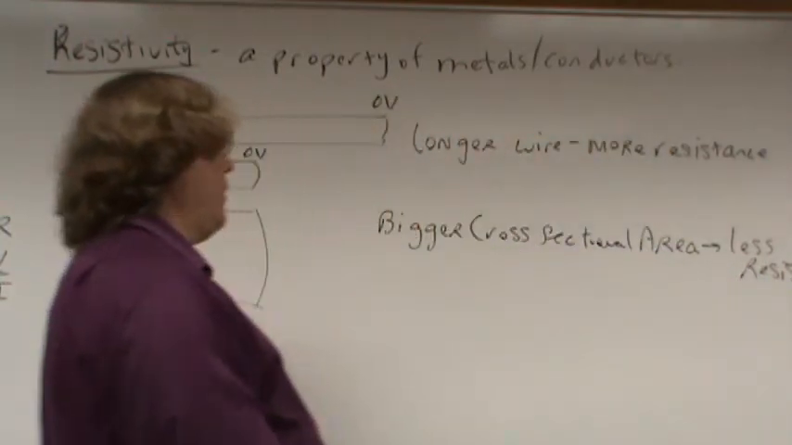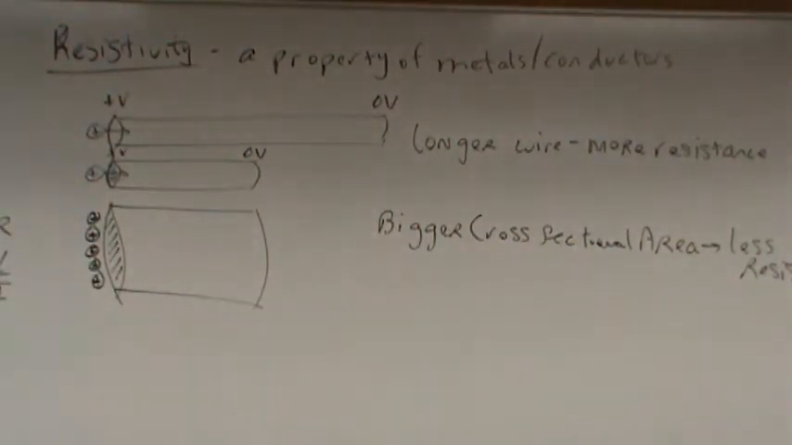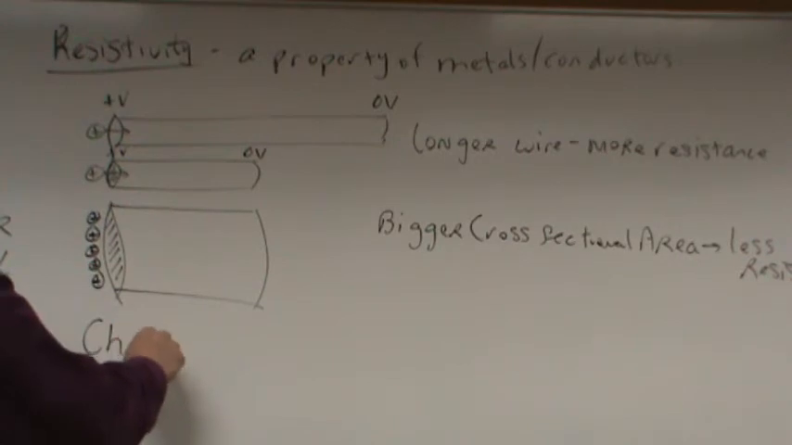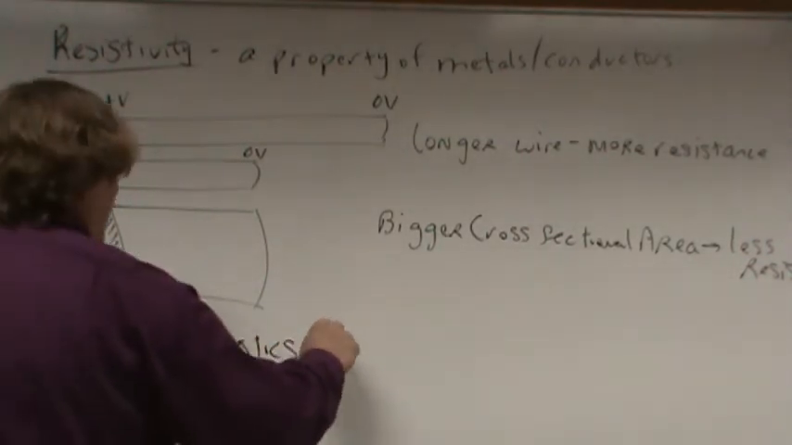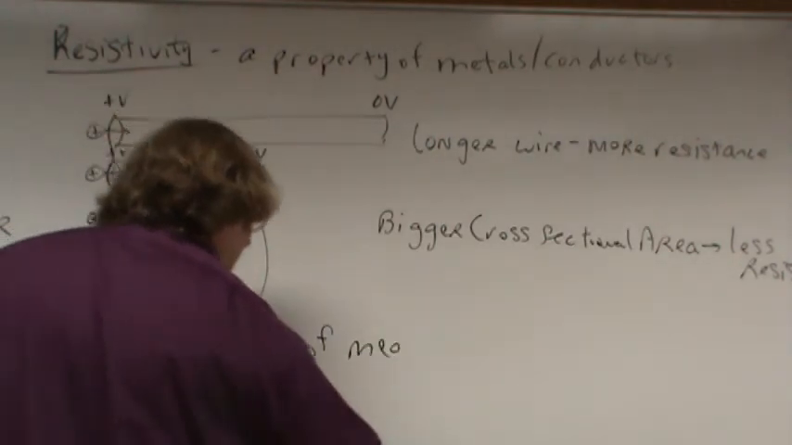There's less resistance to the flow of charge when you have a big cross-sectional area because there's a bigger hole for the charge to go through. But there's one more thing resistance depends on besides the length of the wire and the cross-sectional area of the wire, and that's the characteristics of the material itself. Characteristics of the metal, okay?